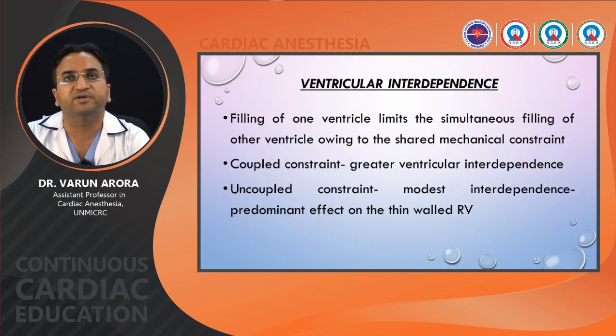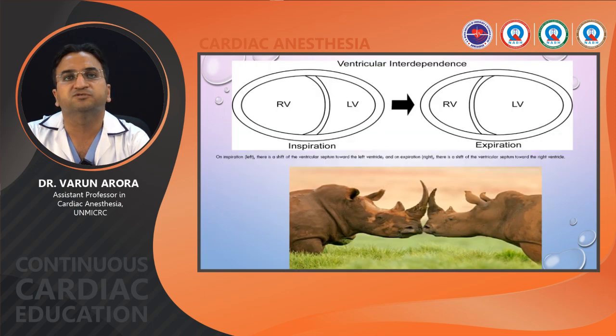So now coming to ventricular interdependence. Filling of one ventricle limits the simultaneous filling of the other ventricle due to the shared mechanical constraint. Coupled constraint means greater ventricular interdependence, and uncoupled constraint means modest interdependence, with the predominant effect on the thin-walled right ventricle. So normally, as we have already discussed, with normal inspiration, the negative intrathoracic pressure is transmitted throughout to the left ventricle. But in case of ventricular interdependence, what occurs during inspiration?